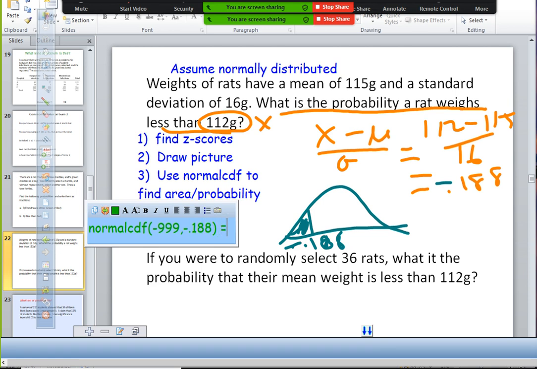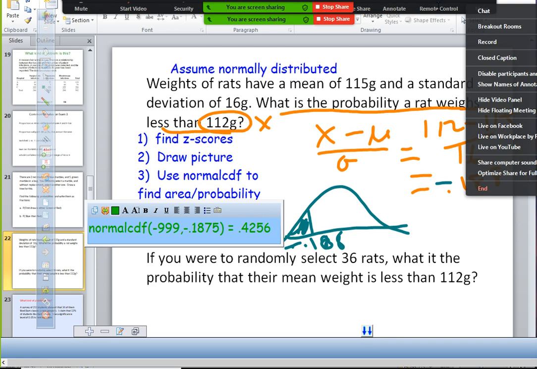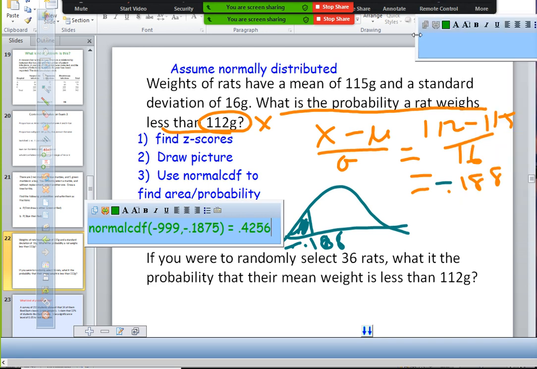And has anybody got an answer for this yet? Oh, 875, sorry. Okay, yeah. And what did you get for your area? 0.4256. Perfect. Great. Thank you. Thanks, Vicki and Haley.